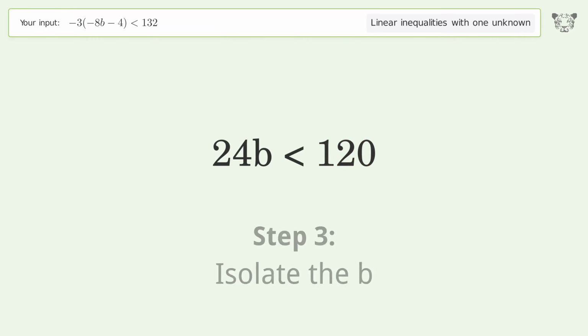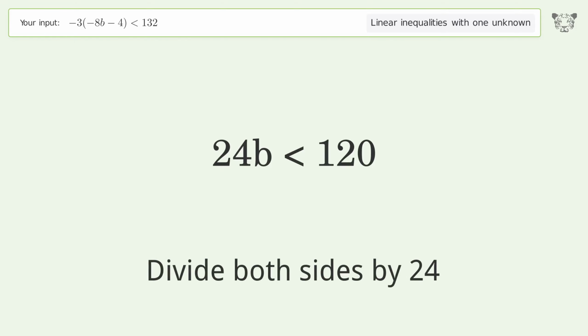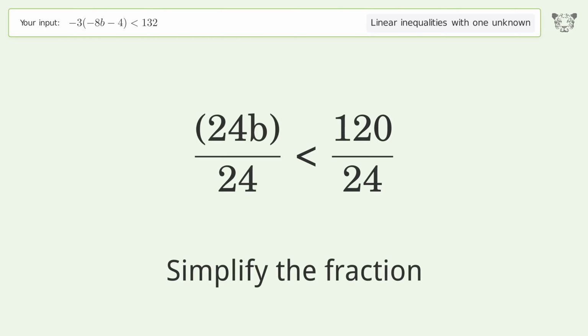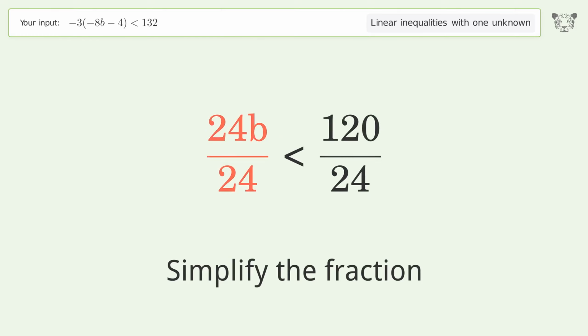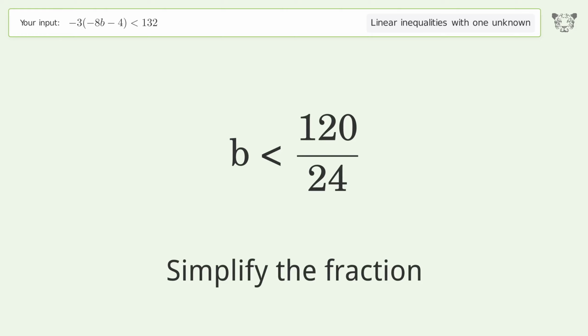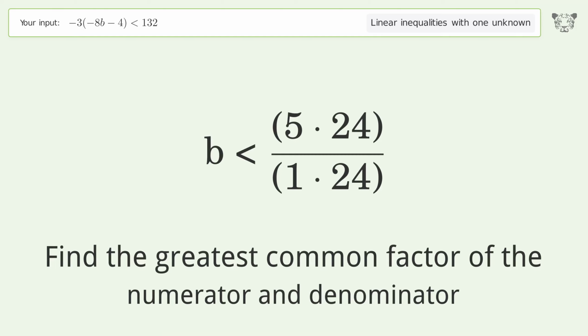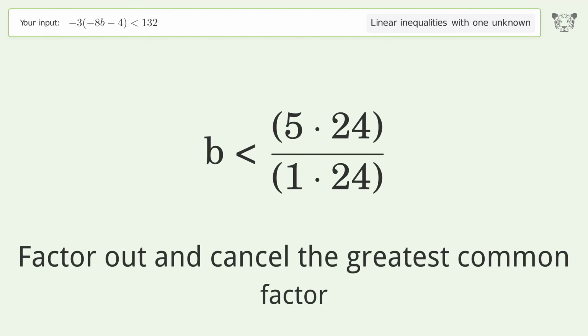Isolate the b. Divide both sides by 24. Simplify the fraction. Find the greatest common factor of the numerator and denominator. Factor out and cancel the greatest common factor.